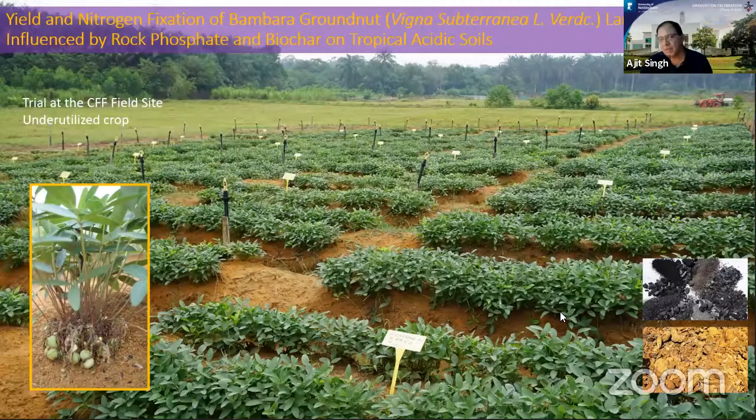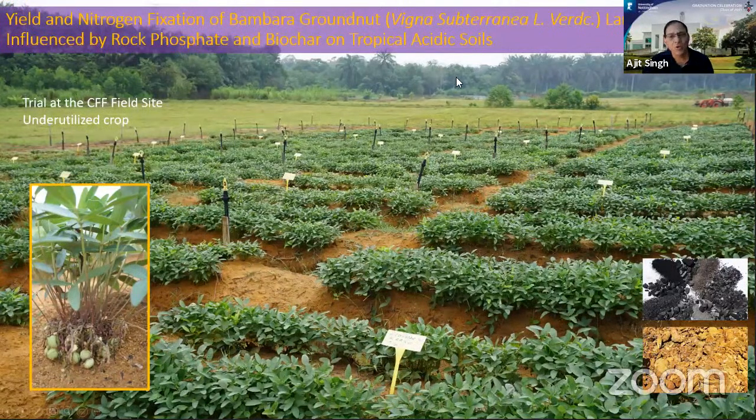In this experiment, we studied the effect of biochar on nitrogen fixation, and also rock phosphate. We all know that soils in the tropics are particularly deficient in N and P. Rock phosphate is natural, so it's not inorganic like triple superphosphate or single superphosphate. It is naturally found, so we grind it, it's available in the market, and we apply rock phosphate rather than inorganic phosphorus. Now, biochar is something produced out of residues.